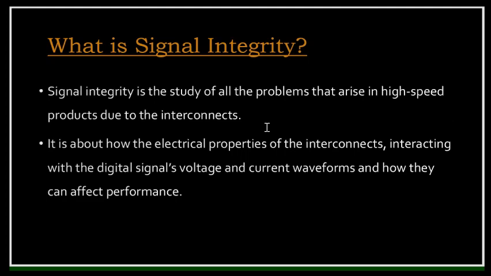It means signal integrity is the area where we study high-speed design problems. In high speed, whenever we go for higher frequencies, we face so many problems with respect to signal integrity. Here we study the behavior of interconnects, their electrical properties, and how they interact with the voltage and current waveforms, and entirely what kind of problems we face, and how signal integrity will affect high-speed design performance. Everything collectively forms the study area of signal integrity.